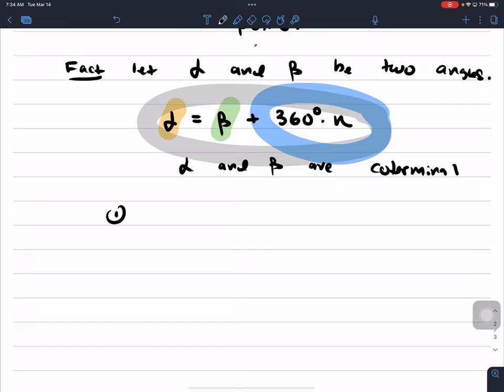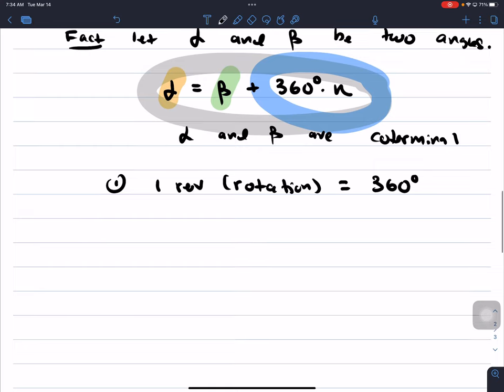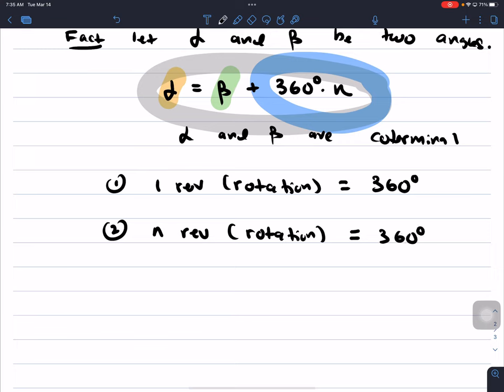This is the detail. Number one: one revolution, also thought of as a rotation, equals 360 degrees. Are you guys okay with that? One revolution of that ray on any circle. So one revolution equals 360 degrees. That's the first fact. The second fact is n revolutions or rotations equals 360 degrees times n.